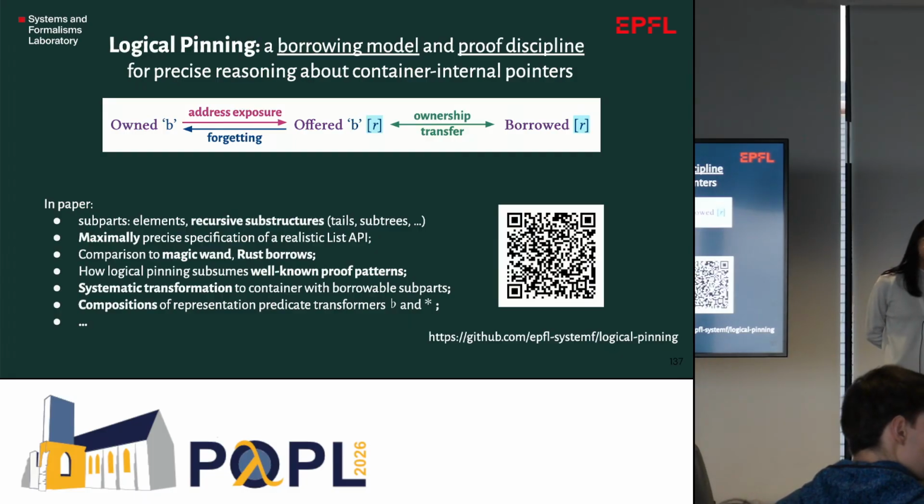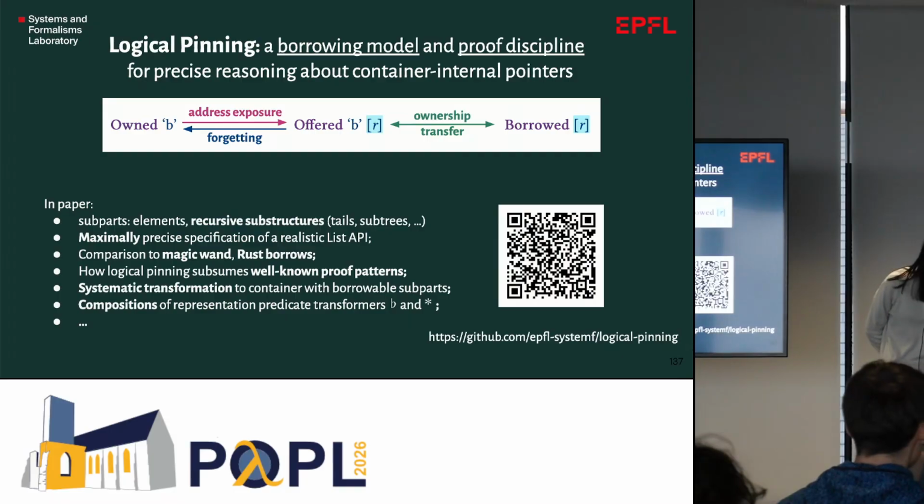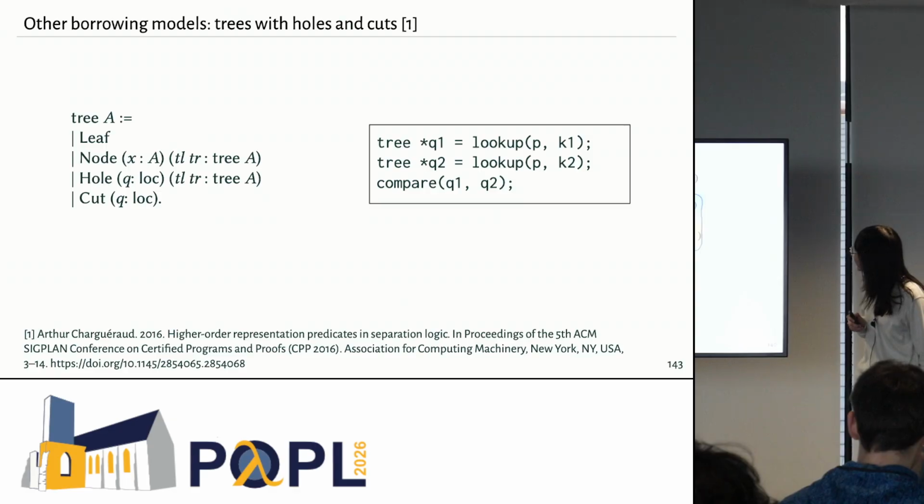I wanted to ask, why do you have a list after offered and borrowed? What's the reason for having multiple aliases if presumably they're all pointing to the same location? Yeah, I actually have a backup slide for this.